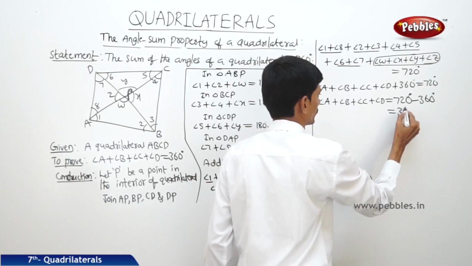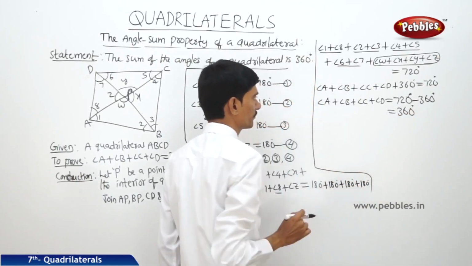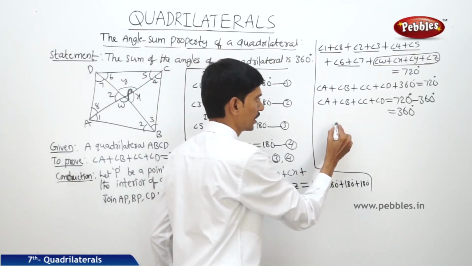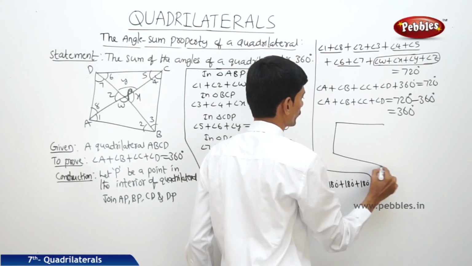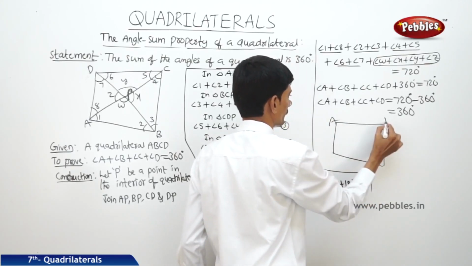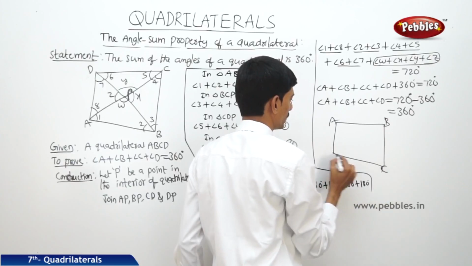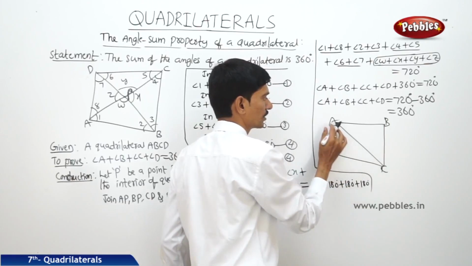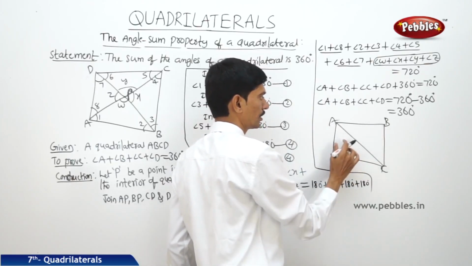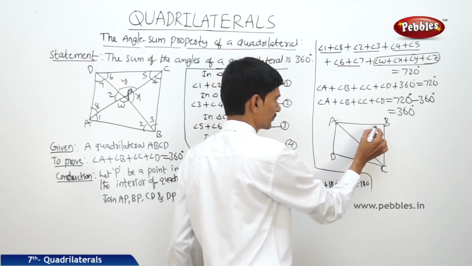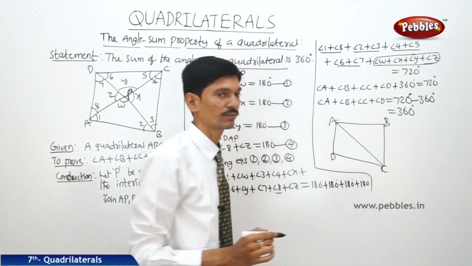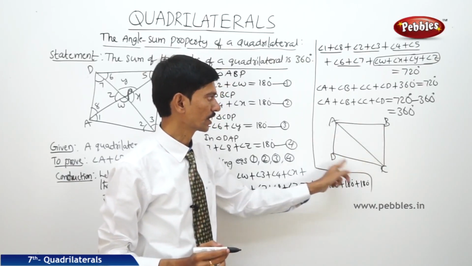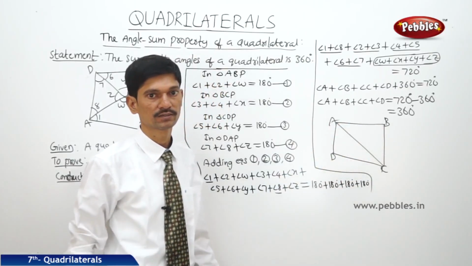So this equals 360 degrees. Therefore the sum of the four angles of a quadrilateral is 360 degrees. Now this angle sum property of a quadrilateral can be proved by taking any diagonal of the quadrilateral. If you join A and C, the opposite vertices, then we get the diagonal. This diagonal divides the quadrilateral into two triangles. Then by using the angle sum property of a triangle in both the triangles, we can prove the sum of the four angles of a quadrilateral is 360 degrees.